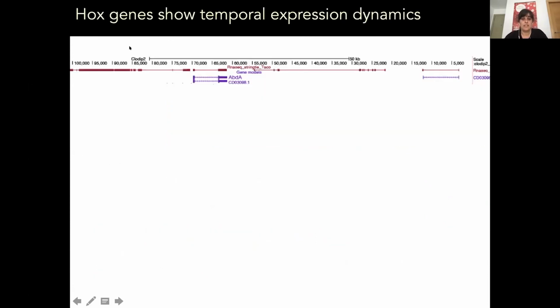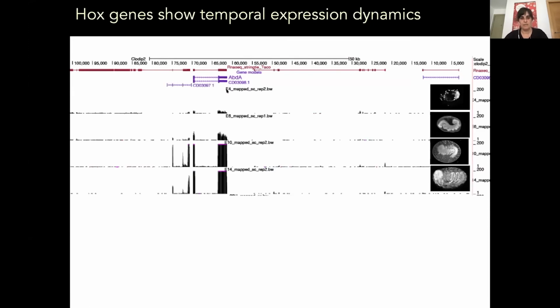And so this is how the genome looks. This is just one small example of our browser. And here is abdominal A, which is a posterior Hox gene. If we look at our RNA-seq data, we observe, as we expected, that abdominal A is lowly expressed early in embryogenesis, but as development progresses, the expression of this gene increases. But this is something that we already knew.